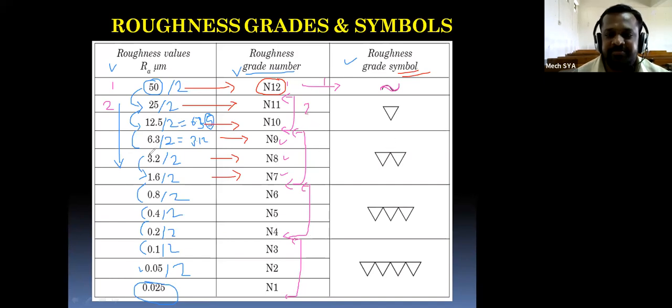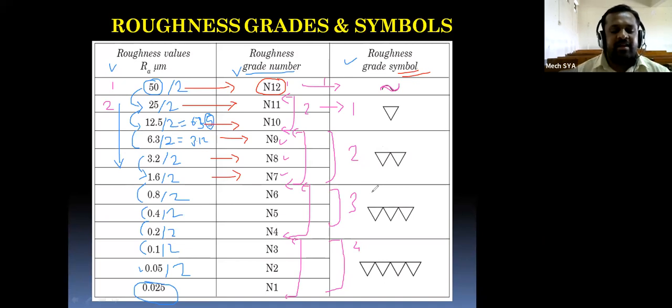Now see here. This is the common symbol for the 50 micron. It will be the wave type. Then how to remember this? For this two grade, first we have to take only one triangle. Then here we have to take two triangles for this grade. Again, here we have to take three triangles, and again we have to take four. Like this, you can remember. Understood how to remember?